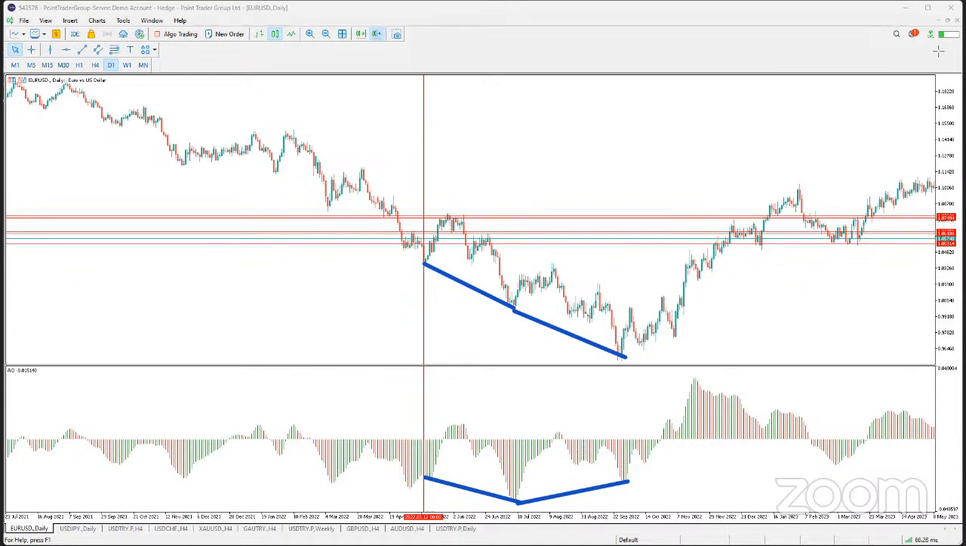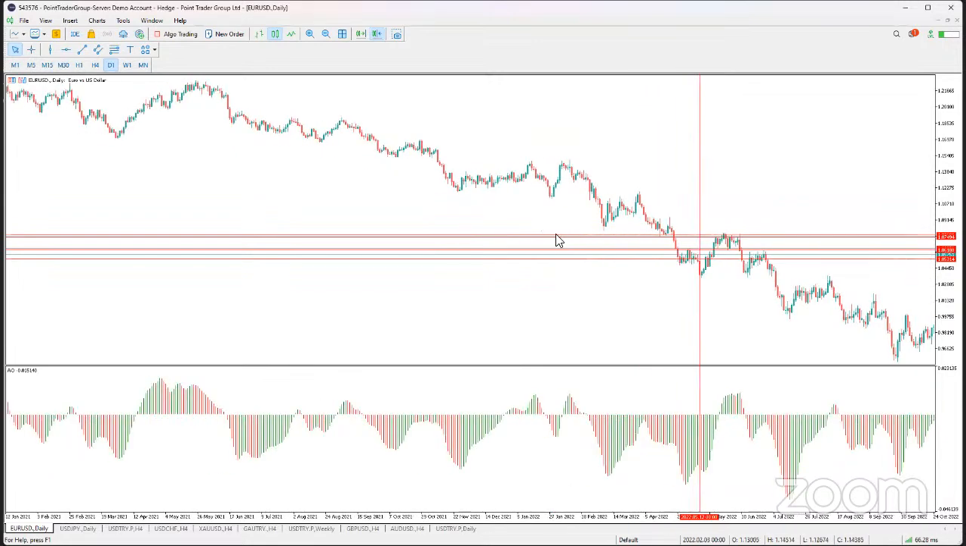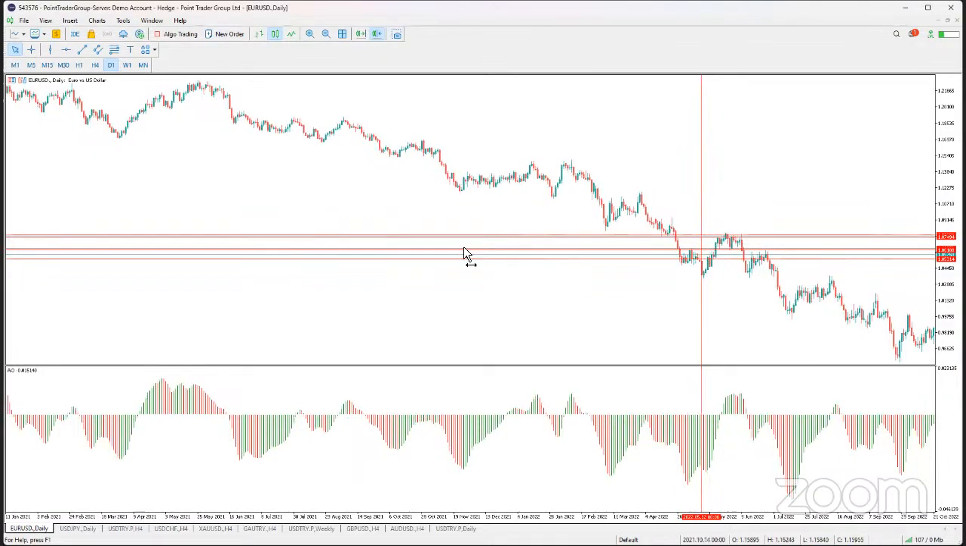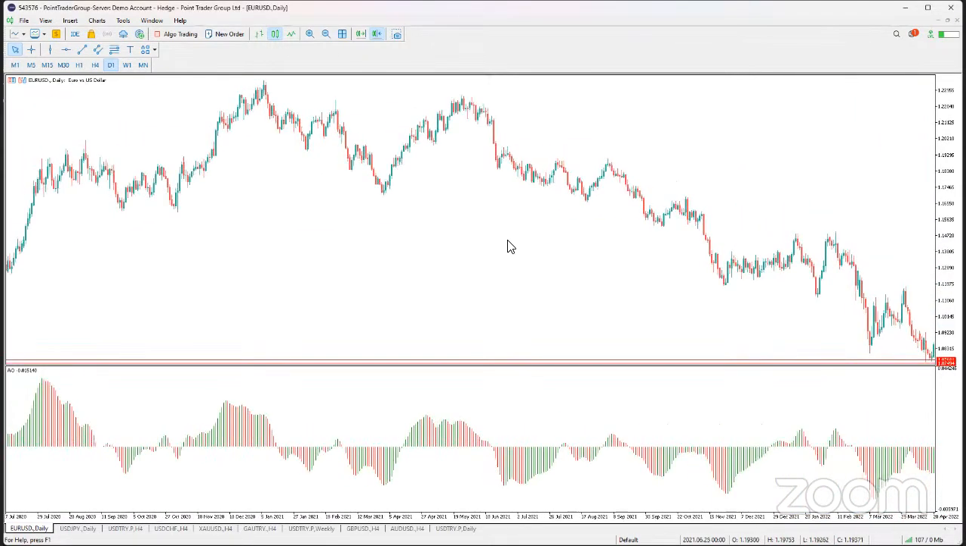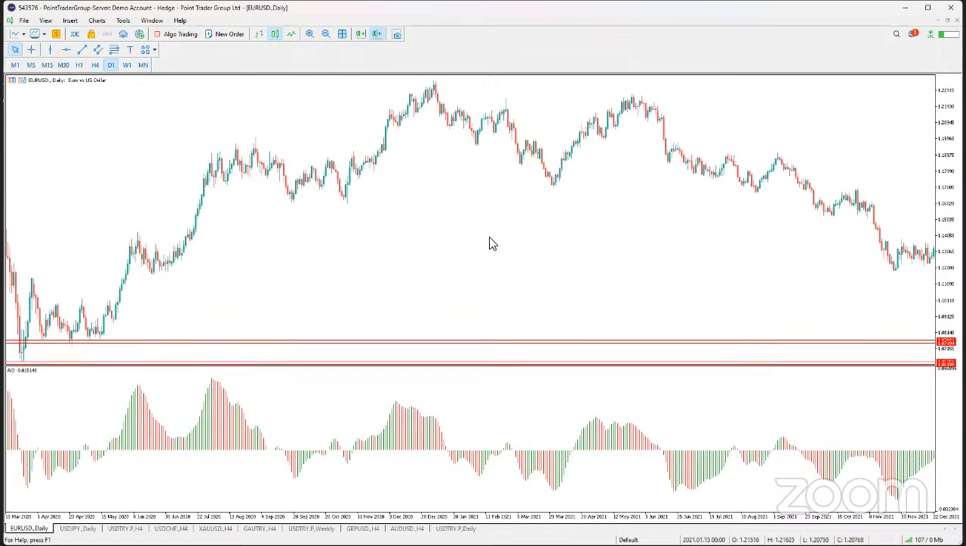That's it. Let's try to find another opportunity. I haven't prepared for it. I'm just trying to pick what's on the chart in front of you so that you are able to see how easy it is. It just takes some time so that you are able to spot the divergence easily.